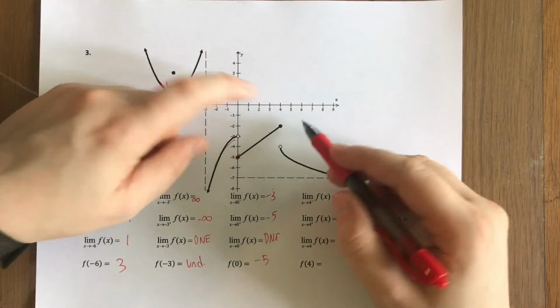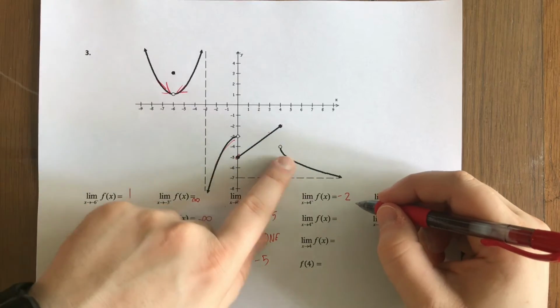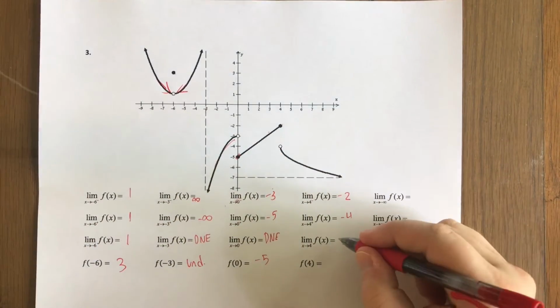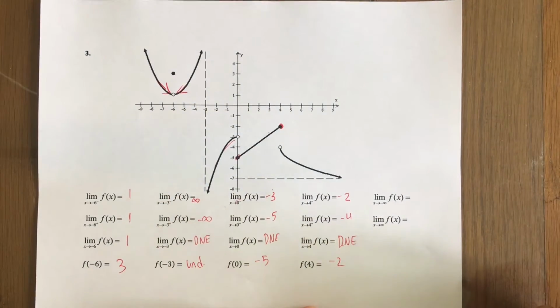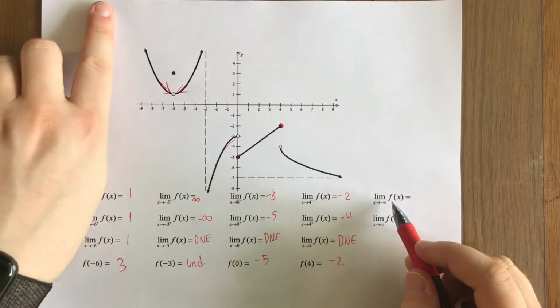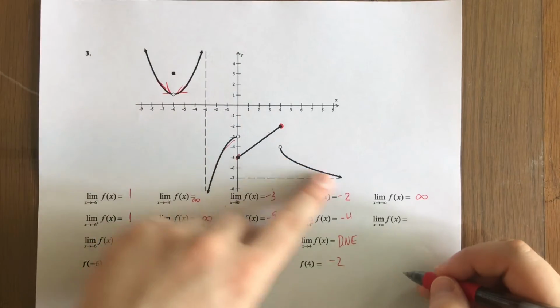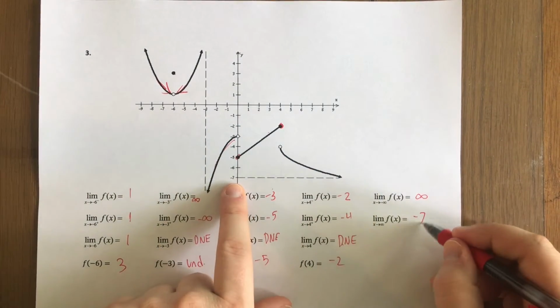As we approach from the left, it's over here at -2. From the right-hand side, it's down at -4. Those are not the same number, and it actually equals -2. When we're looking at it going towards negative infinity, it's going up. As we look at it going towards positive infinity, it's approaching -7.